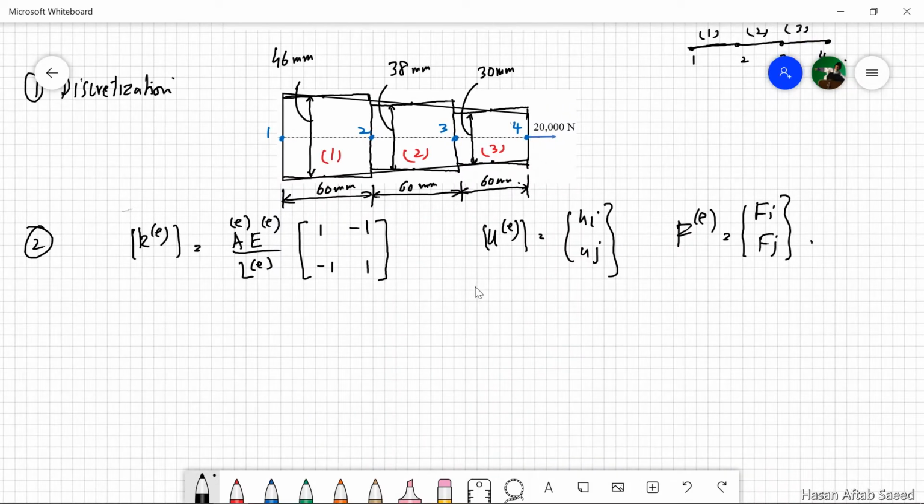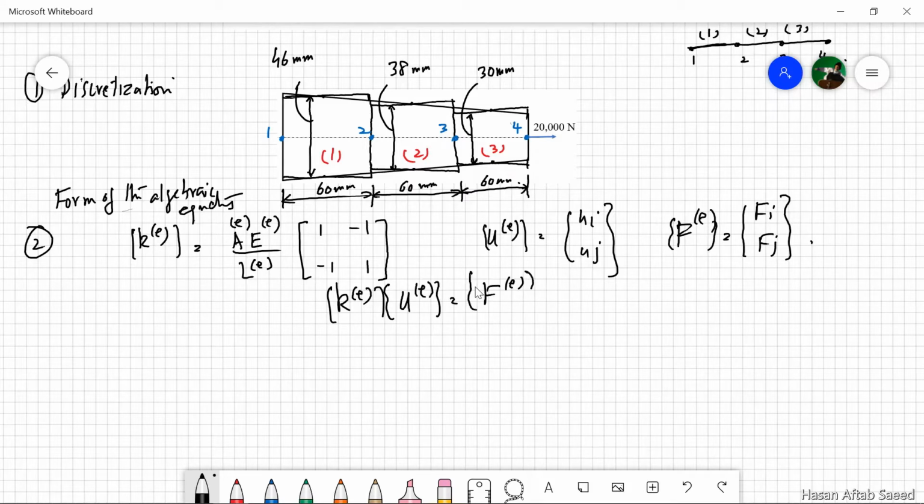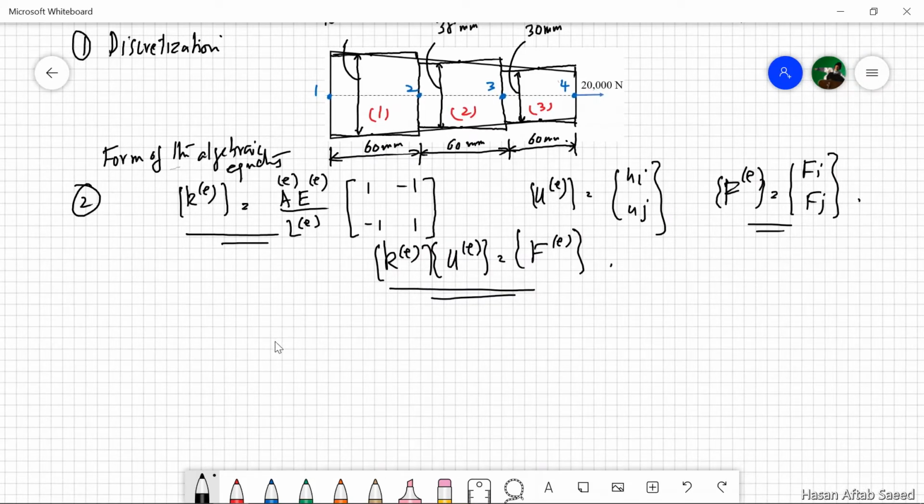Because we have three elements, step number 3. Step number 2 is the form of the algebraic equation, and this form is essentially the same for all the FEM problems, but the details, that is this K, this F, these will be different. So in this case, this is step number 2. Step number 3 was the calculation of elemental equations.